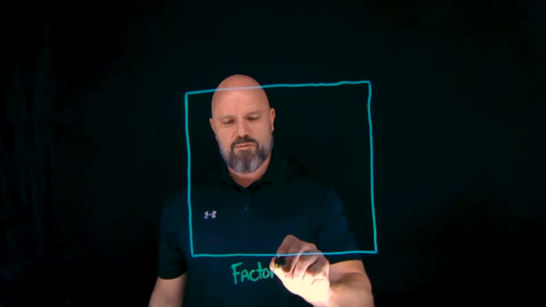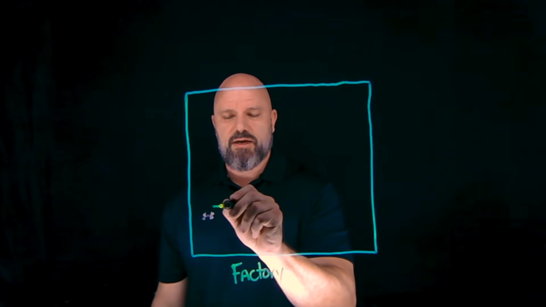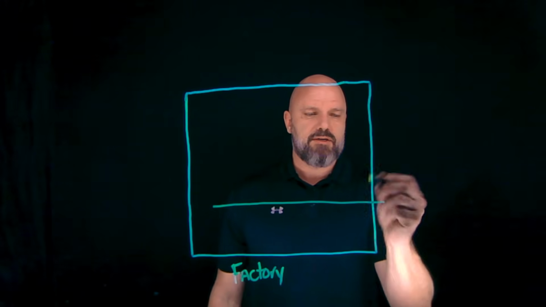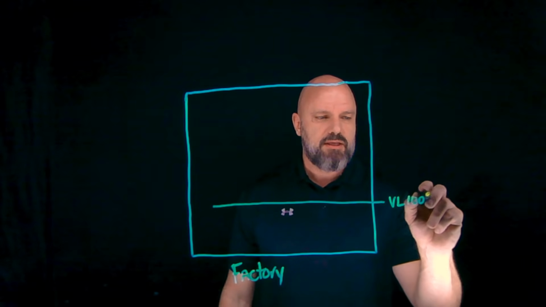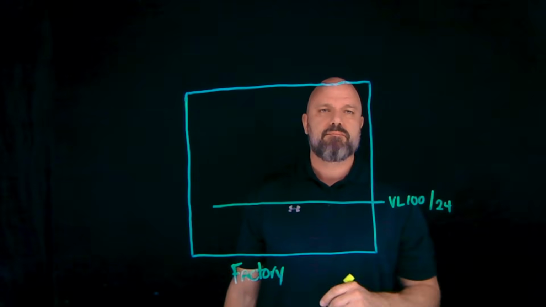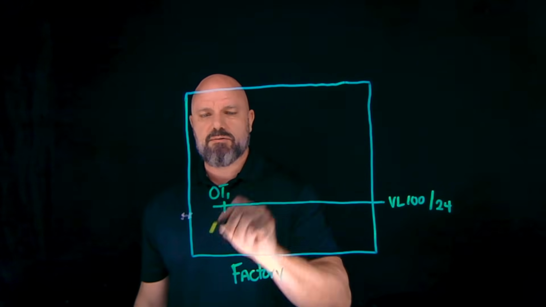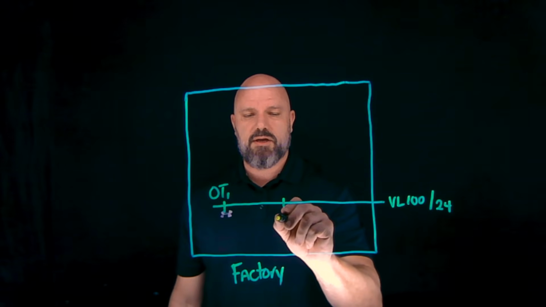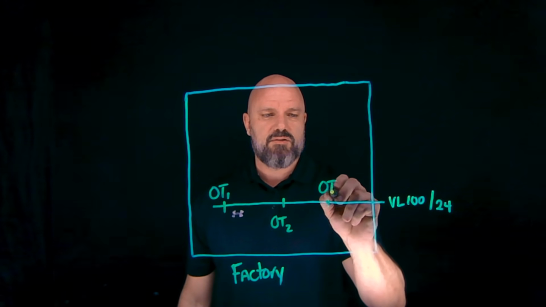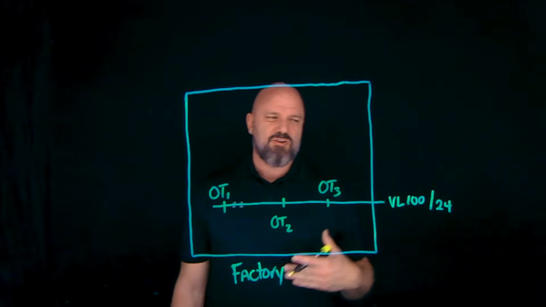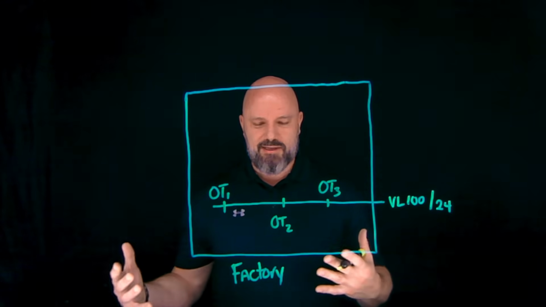So let's go in with an oversimplification of a factory floor and say that you have some type of network over here. We'll say that it's VLAN 100, and that's a /24 address. And we're going to have an OT device over here. We'll call it OT1. And then we'll have OT device number 2, and last but not least, OT device number 3. Since they're all in this /24 network, they can all talk to each other the way God intended.